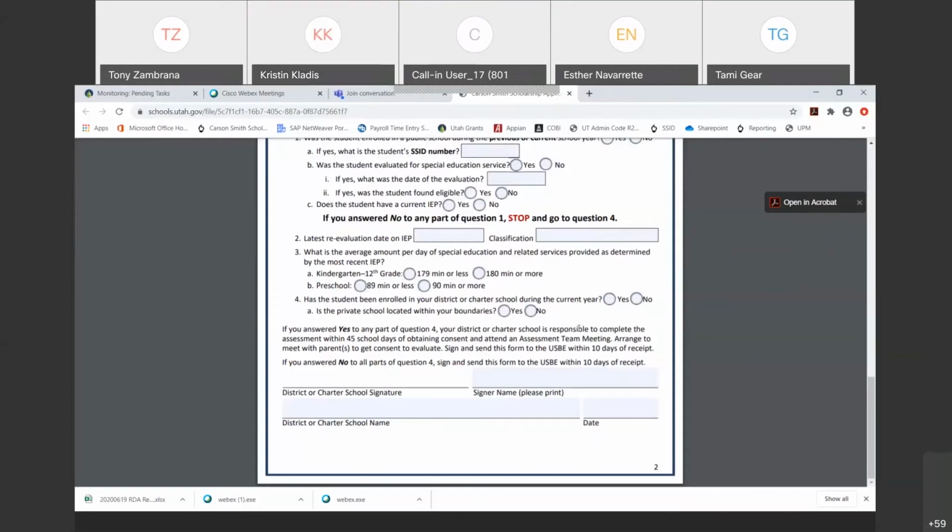Yes or no? And then once you finish all of that, we need to have the representative of the district or charter school sign and print the name. And if we have 2, we'll do both.